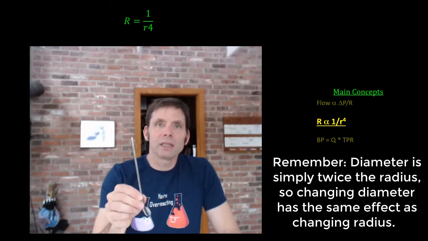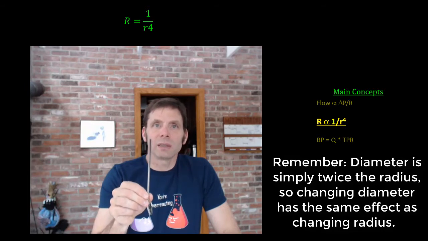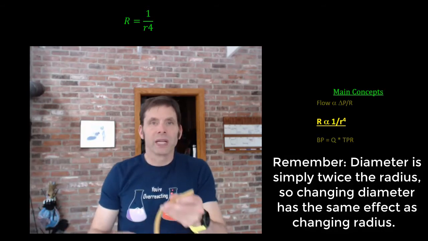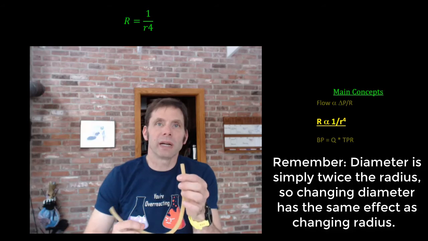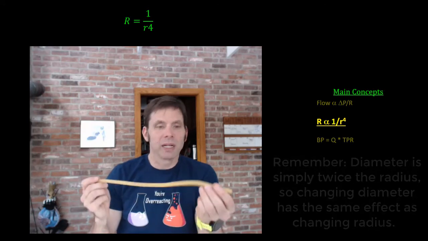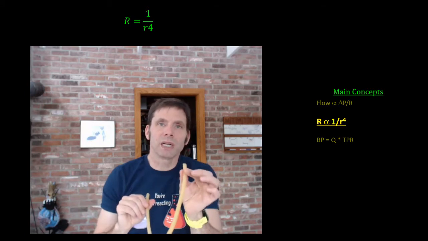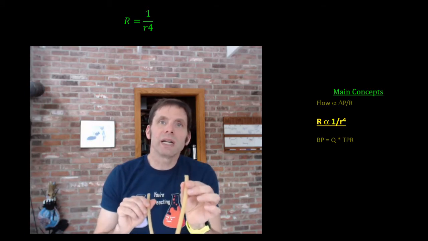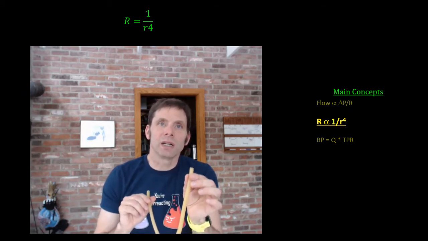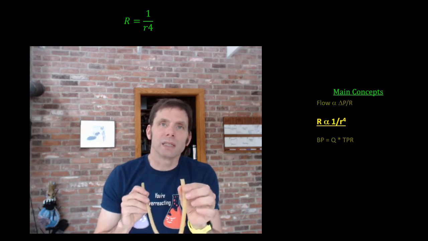So with this straw, the internal diameter is about 3 millimeters. In this tube, the internal diameter is about 6. It's a longer tube, which would typically have more resistance, but because the radius is so much larger, the resistance is going to be lower. So let's have a look at this.